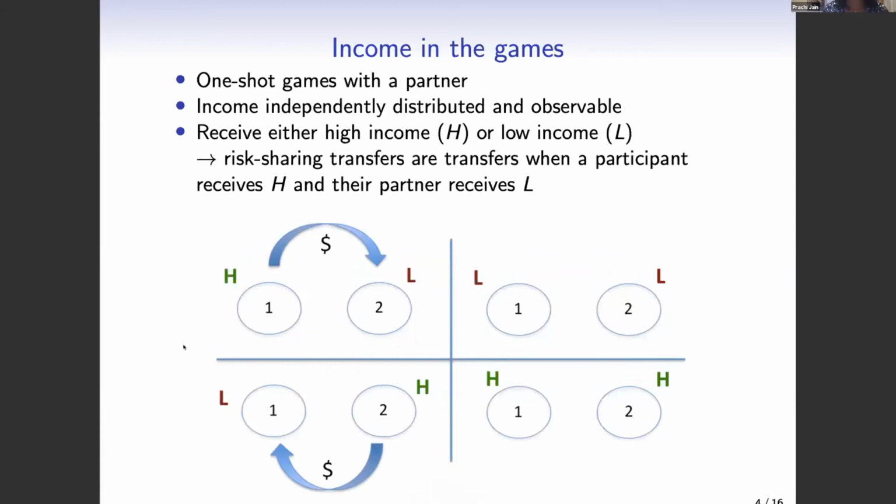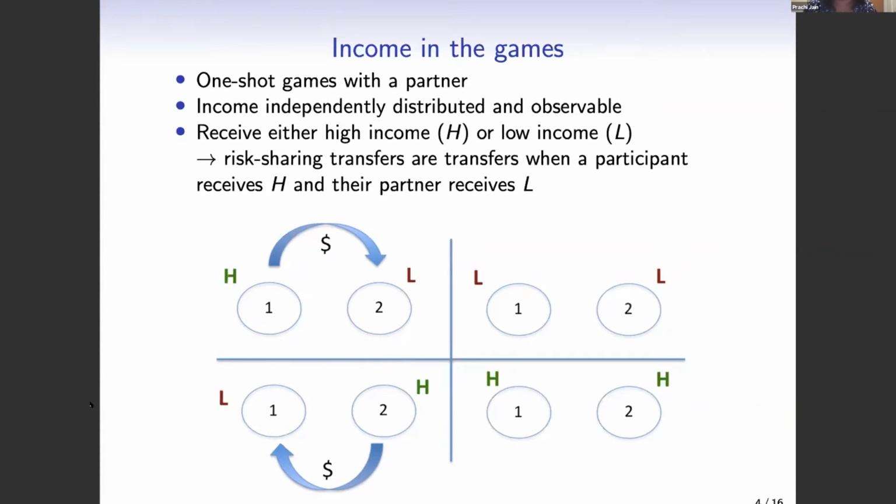And so when I talk about informal insurance or risk sharing transfers, what's really interesting to me here is these transfers when one individual has high income and the other individual has low income, right? And so even though these are one-shot games, the incentive to make transfers comes about because if I have high income and I'm promising my partner that I'll give him money if he gets low income, I expect him to return the favor and say, okay, if the roles are reversed, I'll help you out. So even in this one-shot game, that reciprocity motive is present.